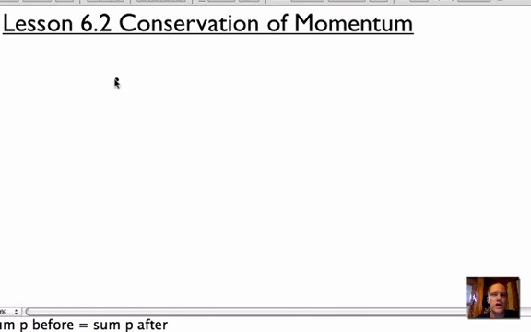Okay, now we're looking at the conservation of momentum, which basically says that the momentum before a collision must equal the sum of the momentum after objects interact with each other. Remember, this is a symbol for sum. P is the momentum.